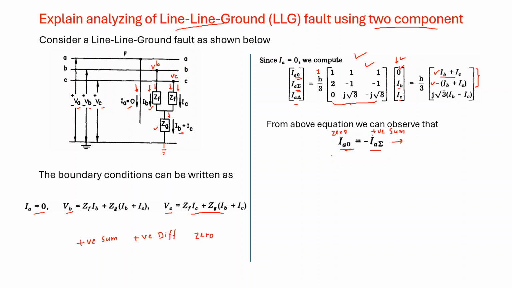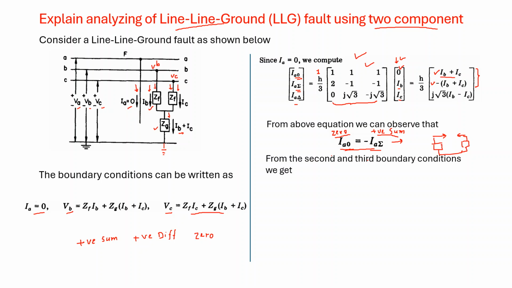Now we can see these two networks should be connected in parallel, because this equation says that they are equal and opposite. When we have opposite, so when I naught flows this way and I summation flows this way, it means that the two networks are connected in parallel. So this gives you this hint: zero and positive sum networks are connected in parallel.